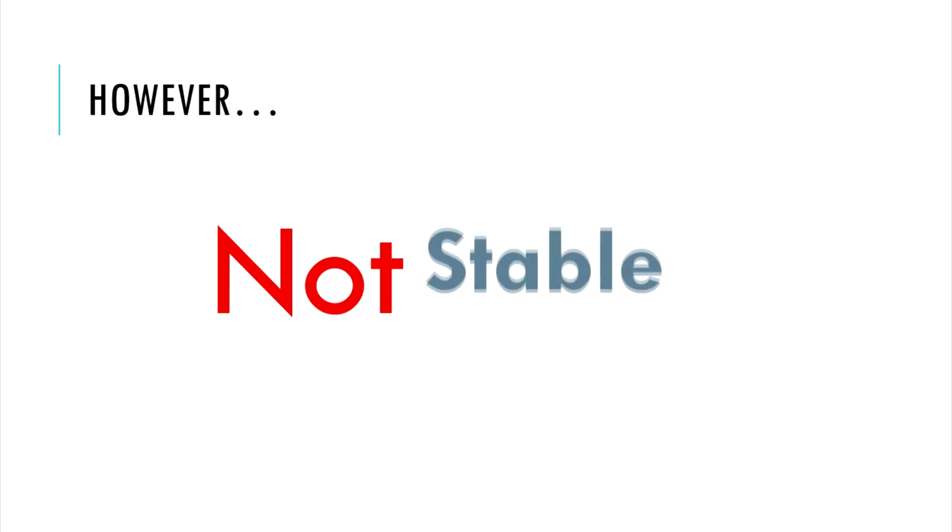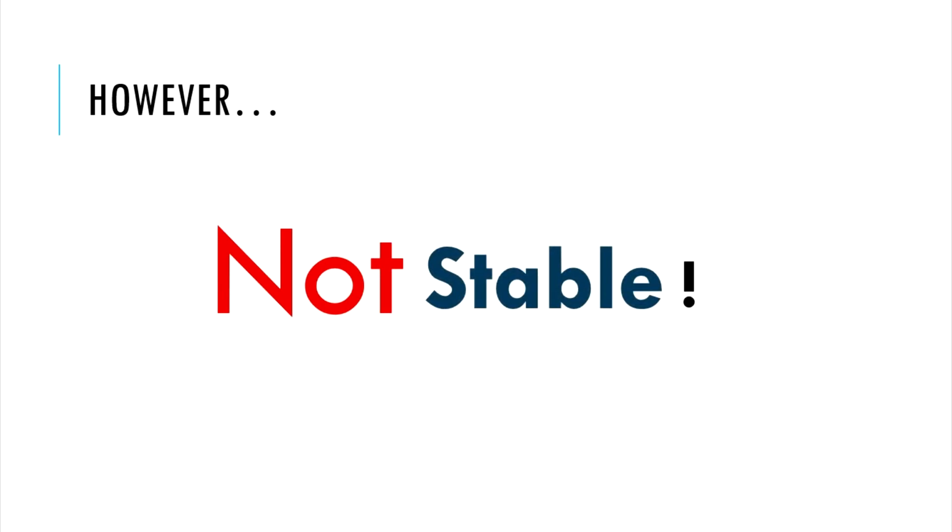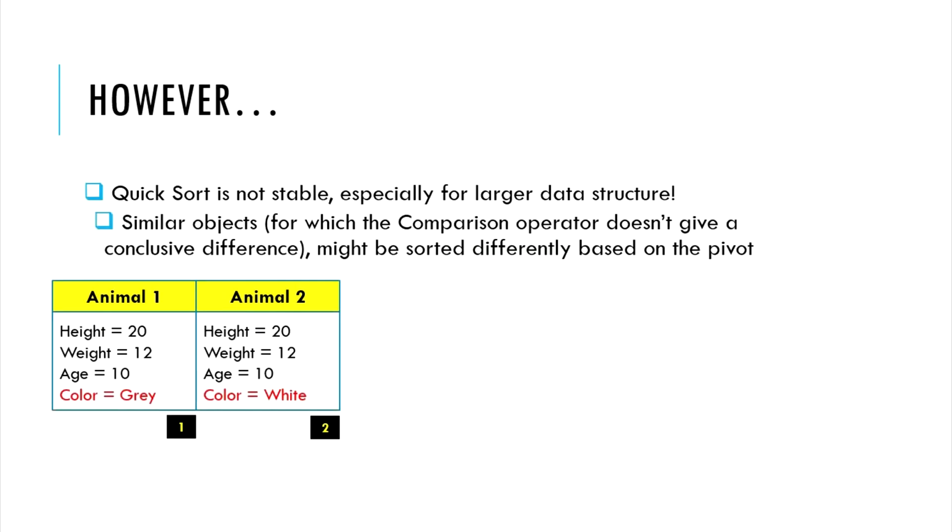However, quicksort is not a stable sorting algorithm. If a data structure is large and if it has many members, there is a chance that two objects are equivalent. In this case, quicksort might produce different sorting results based on where the pivot is. For example, let's say we have an array with animal 1 and animal 2 as demonstrated. The sorting criteria accounts for height, weight, and age, but not the color. Thus, animal 1 and animal 2 are equivalent based on the defined comparator.